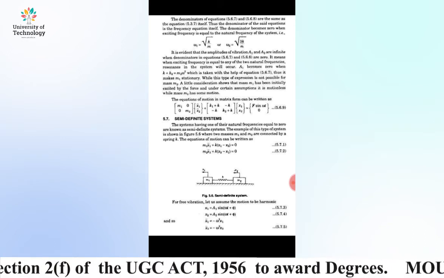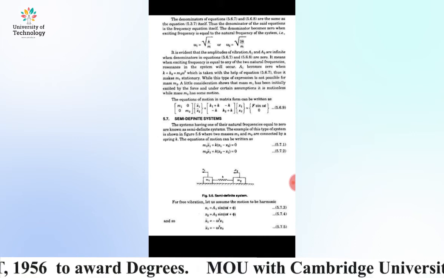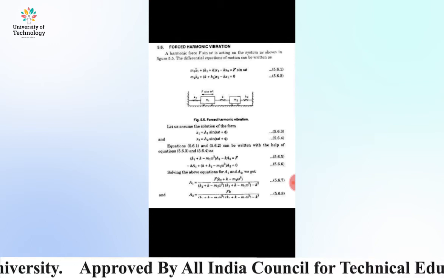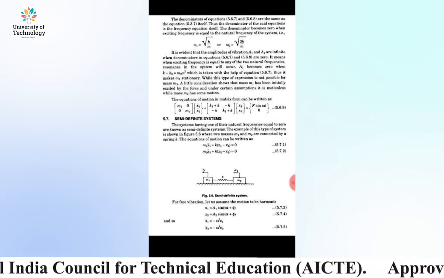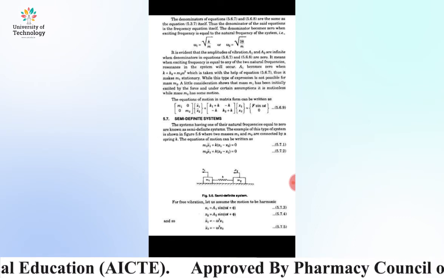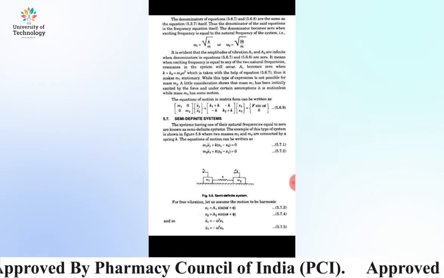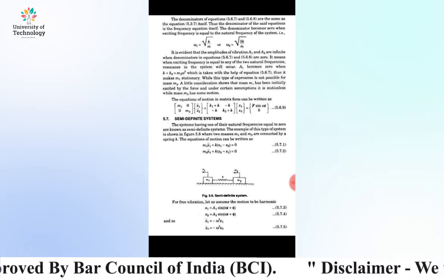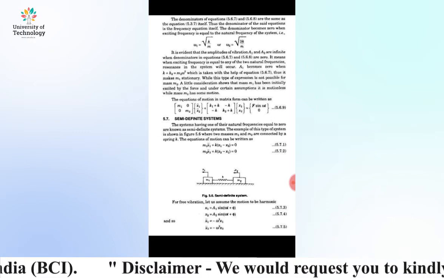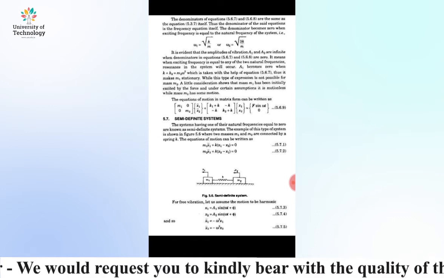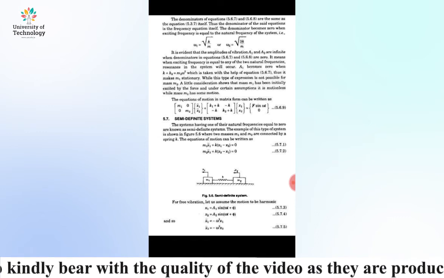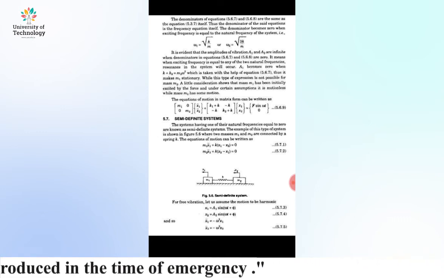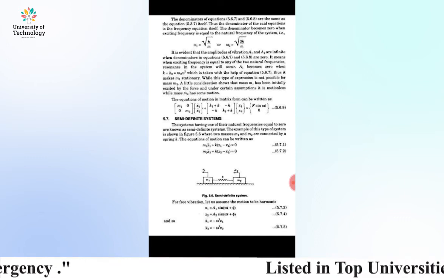A1 becomes 0 when k plus k2 is equal to m2 omega square. This gives the value of 0, which is taken with the help of equation 5.6.7 for A1, thus it makes M1 stationary. While this type of expression is not possible for mass M2, a little consideration shows the mass M1 has been initially excited by the force and under certain assumptions it is motionless, while mass M2 has some motion.